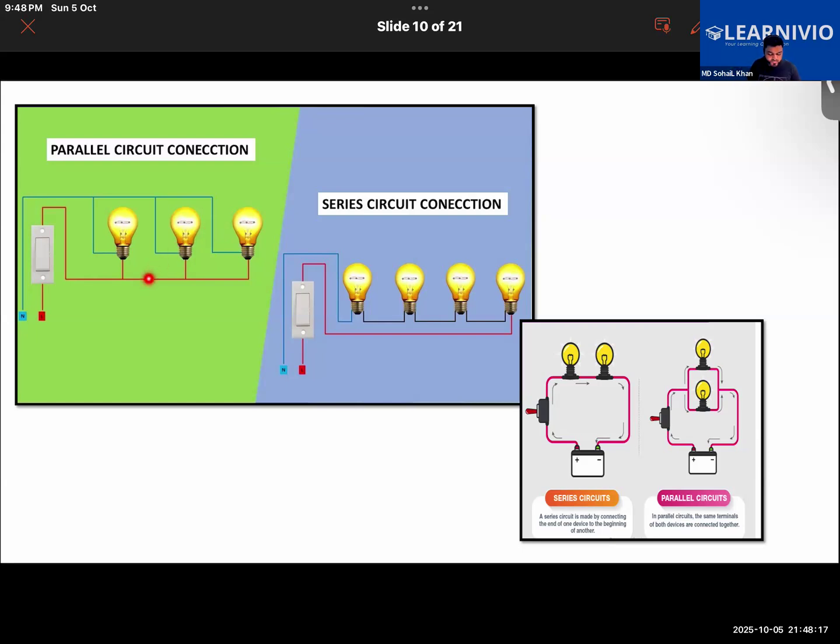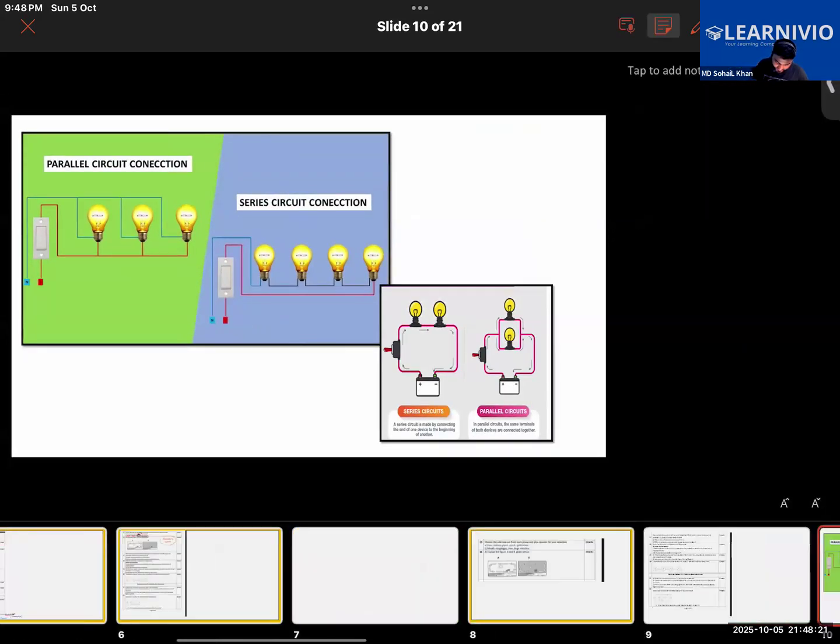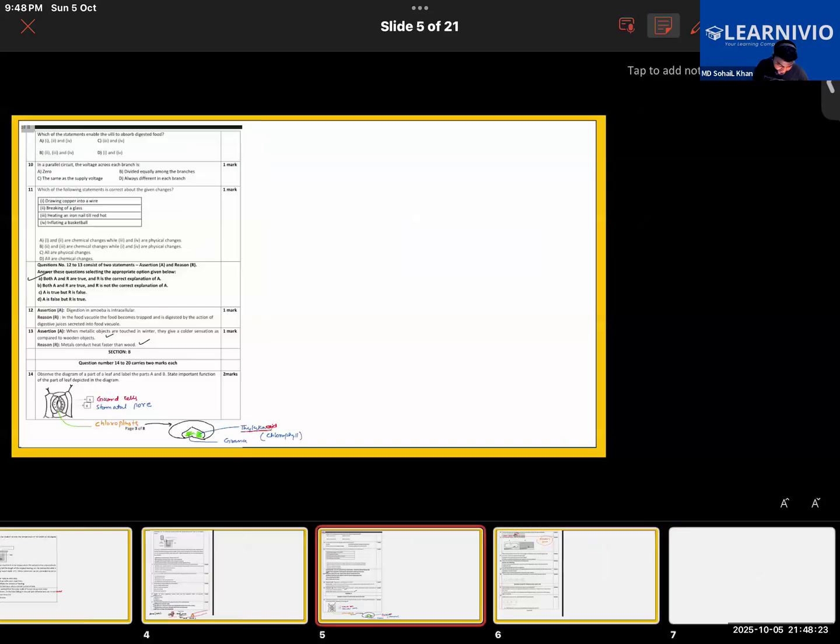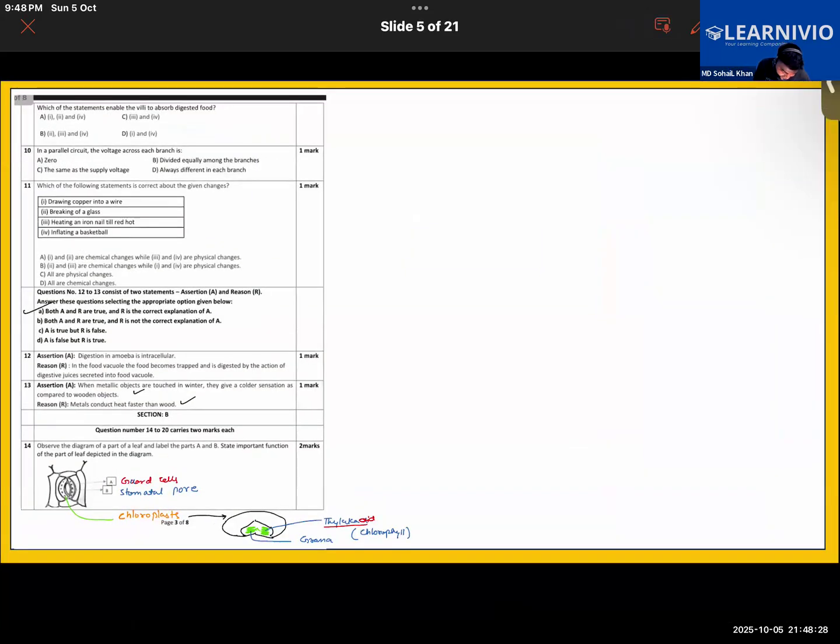Sir, what is the answer? The answer is, as I said in the last class, that it remains the same as the supply voltage. Sir, isn't it always different in each branch? No, no, no. It is not always different in each branch.